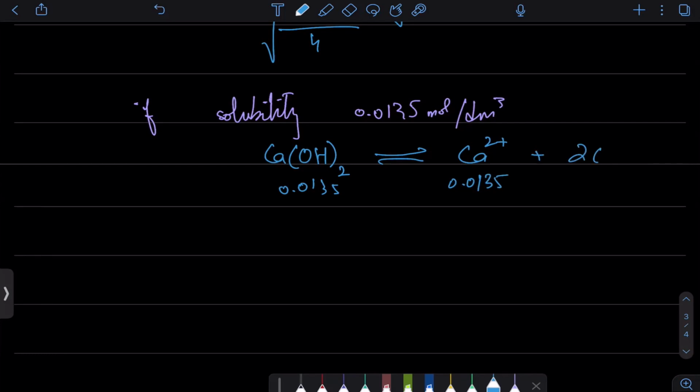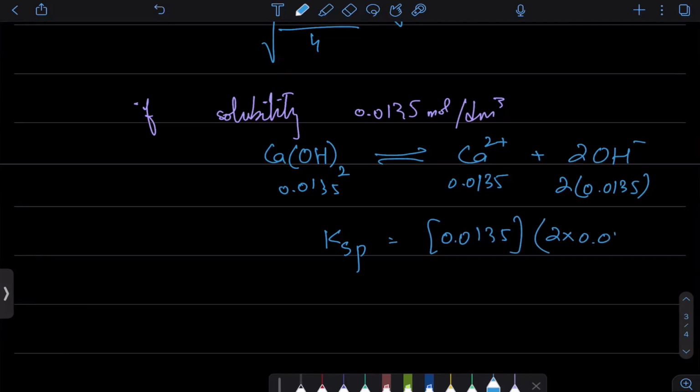But since I have 2 OH minus, I'll multiply this by 2. So I'll get 2 times 0.0135 for this. And again, my KSP will be 0.0135 and 2 times 0.0135 squared, and that will give me my value. So whether it is solubility in grams per dm cube, you convert it to moles per dm cube. If it is given in mole per dm cube, you use that to figure out the concentration of ions and then KSP. And if it is KSP, then you use the expression, you use the mole ratio to figure out कि अच्छा वो कैसे होगा.